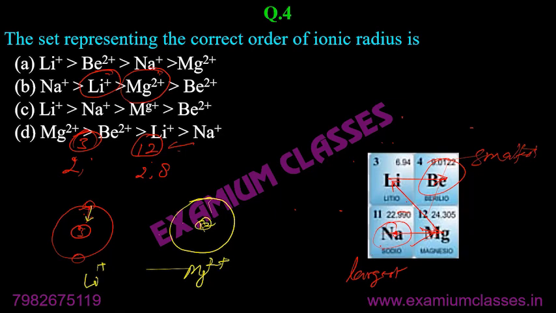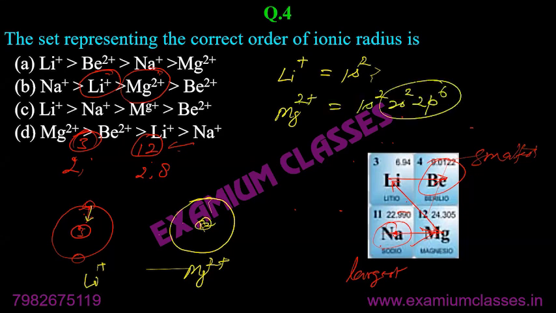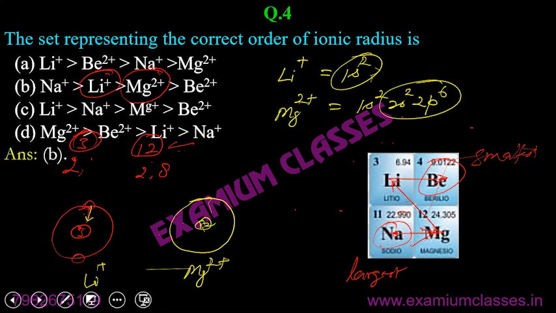So lithium plus, although it has just one shell, will be just 1s2, 2 electrons only. Mg2 plus will have 10 electrons, 1s2, 2s2, 2p6. So here the valence shell is 2, here the valence shell is 1. But still Mg2 plus is smaller in size due to very high force of attraction. So remember it, it will be asked quite a few times. Otherwise, there will be a mistake. So the answer will be B.